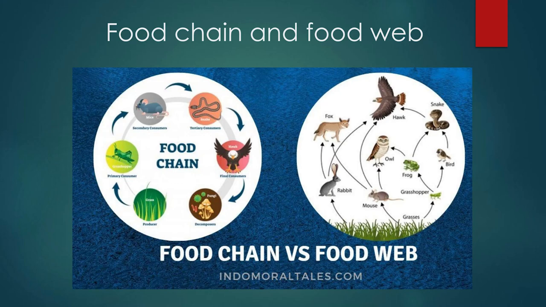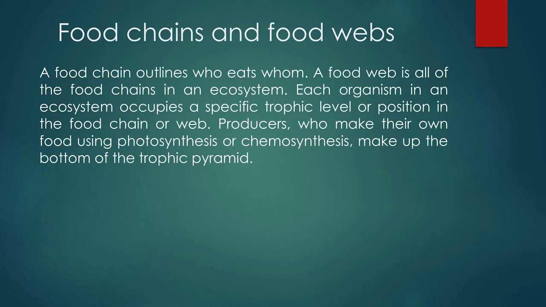It is important in the ecosystem. To understand the ecosystem, we need food chains and food webs. Each organism in an ecosystem occupies a specific trophic level or position in the food chain or web.